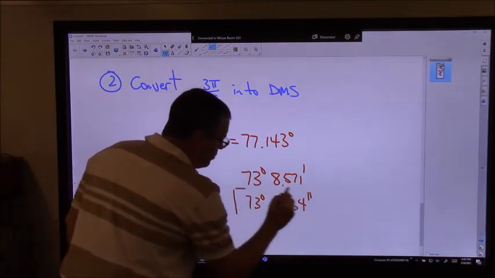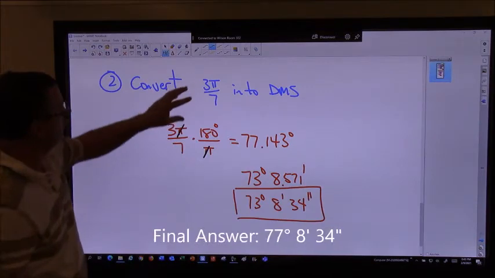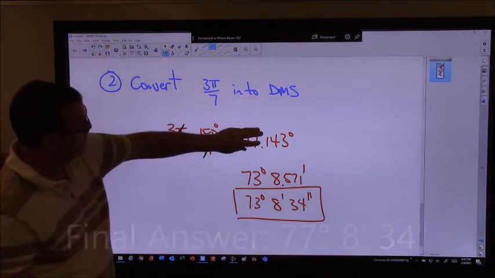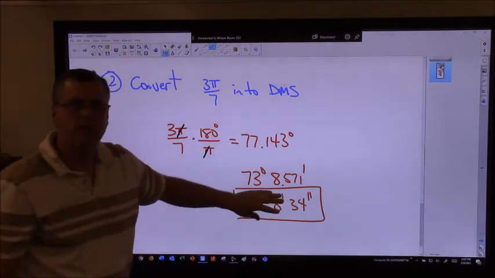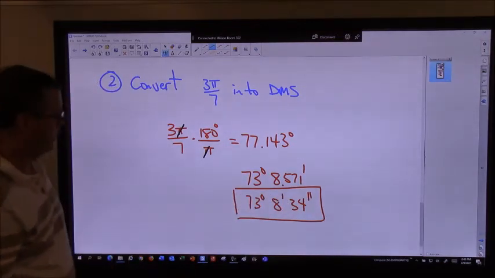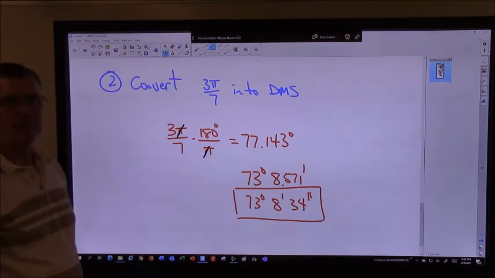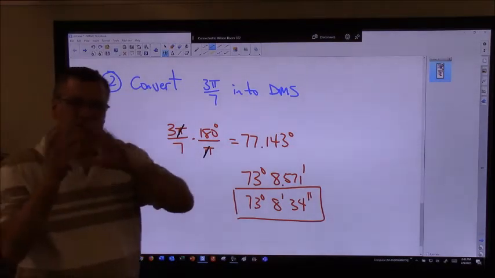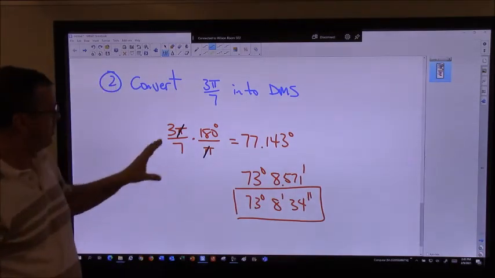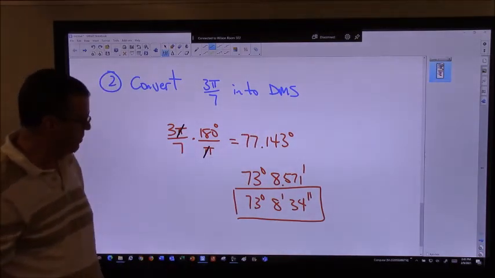And so what we would say here is I've converted this to degrees, minutes, and seconds, and I've rounded it off to the nearest second. All right? All right, so that's 2 things we have to do for today. Converting radians and degrees back and forth, and then also writing down answers in degrees, minutes, and seconds.